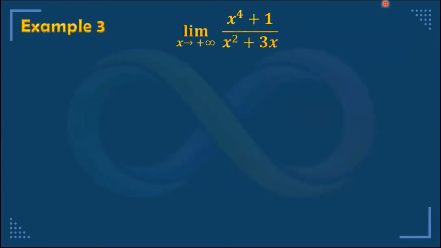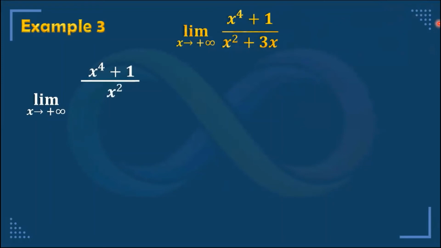Let's have example number 3. Limit of the function x to the fourth plus 1 all over x squared plus 3x as x approaches positive infinity. The degree of the denominator is 2. Therefore, our divisor is x squared.